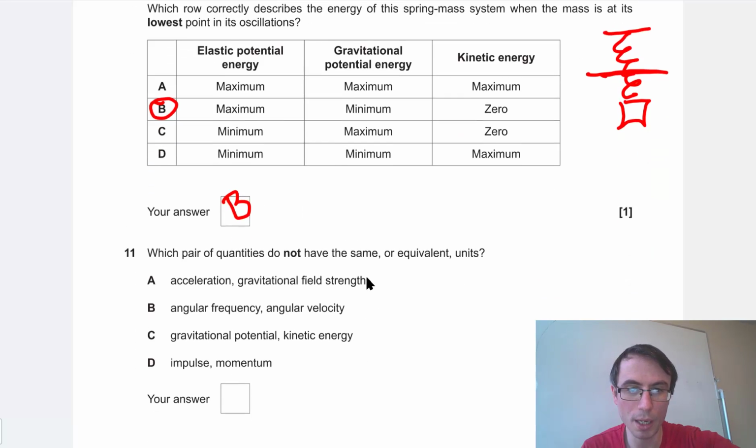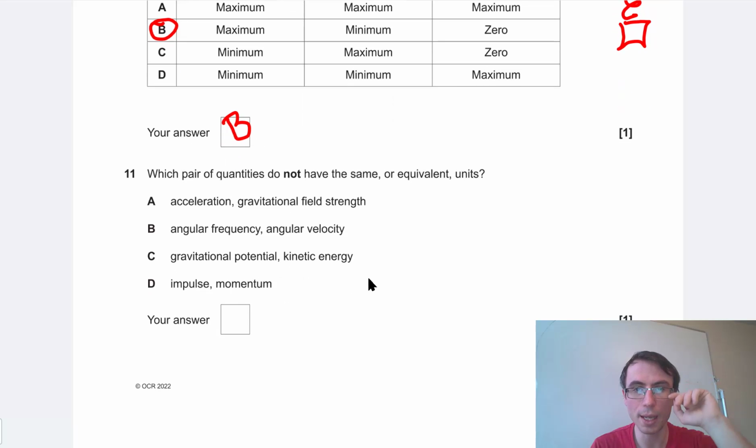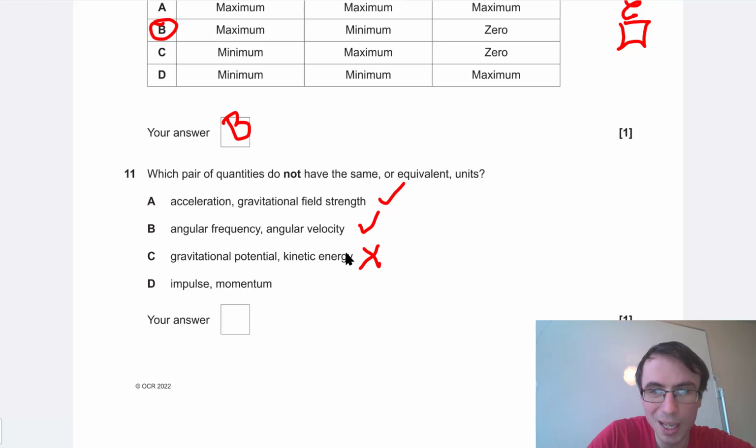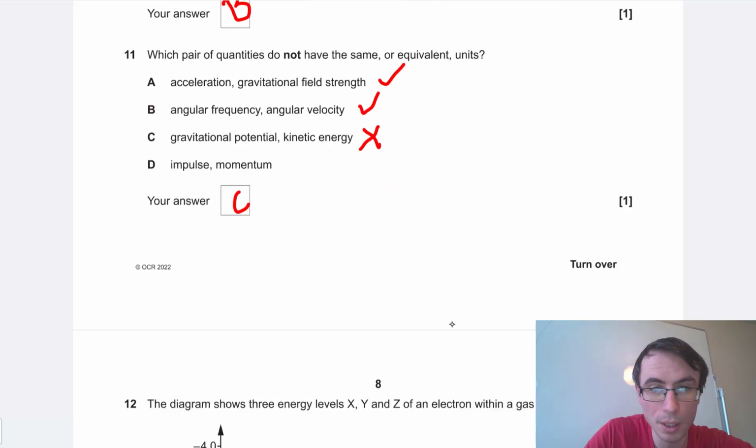Okay, which pair of quantities do not have the same or equivalent units? Okay, acceleration and gravitational field strength, they have the same units, angular frequency and angular velocity, s to the power of minus 1, gravitational potential and kinetic energy, absolutely not. This is in joules, the kinetic energy, the potential is in joules per kilogram, so correct answer is C, they do not have the same units.